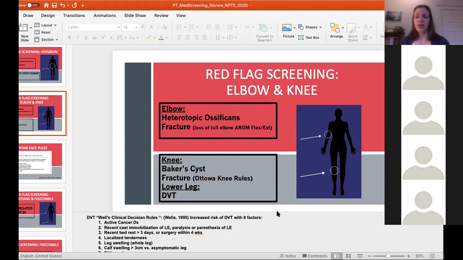So somebody who has calf pain, redness, heat, swelling, you really want to rule out DVT, especially if they're post-surgical, post-immobilization, they have localized tenderness, and or an active cancer diagnosis. So those are some of the risk factors that are within that decision rule, and you guys can take a look at that, but that's kind of the patient that you're really going to want to screen for DVT.